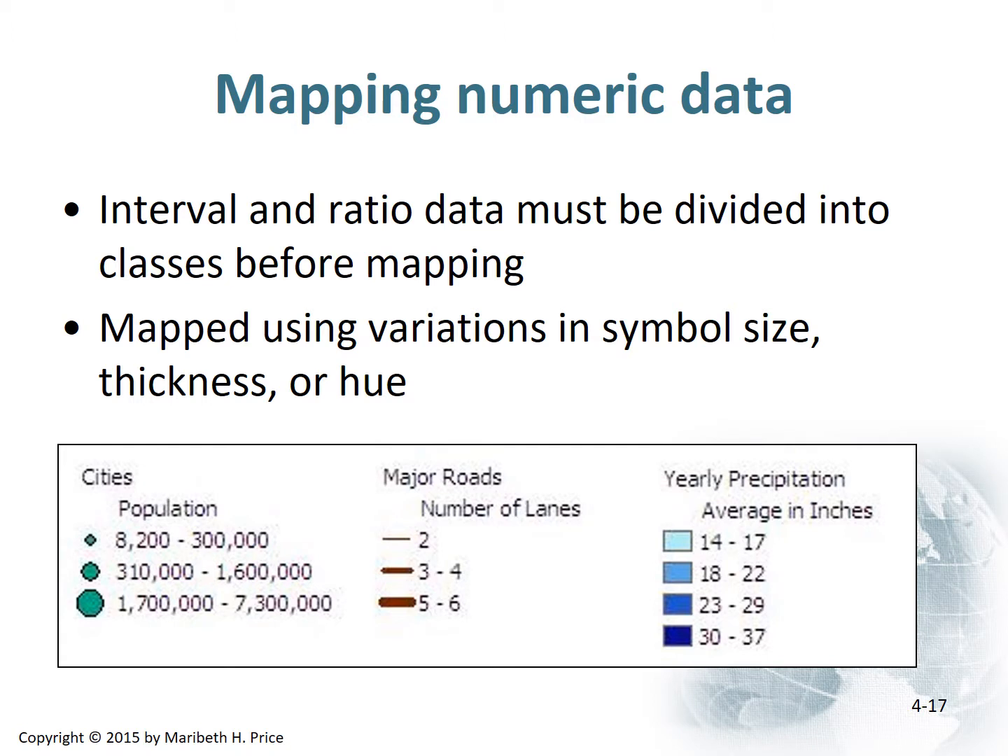So how do we map numeric data? Well, interval and ratio typically has to be divided into classes before we can map it. We can map it using variations in symbols and size and thicknesses and colors, but in general, the first step with most interval and ratio data is to classify it. In other words, we go from having an inordinately large number of values into groups or classes of similar values.